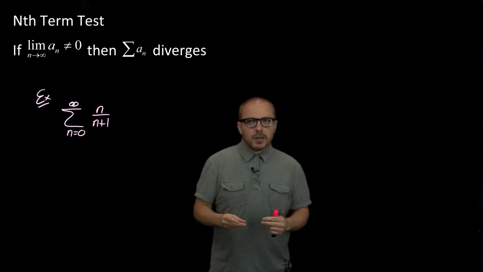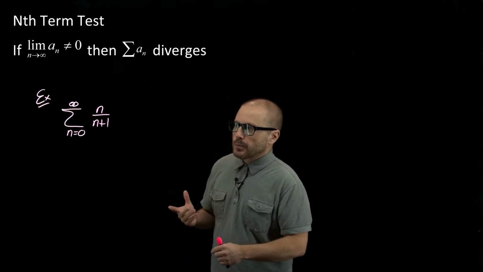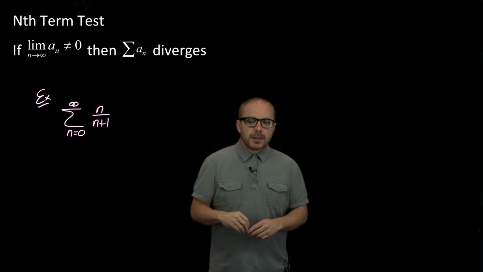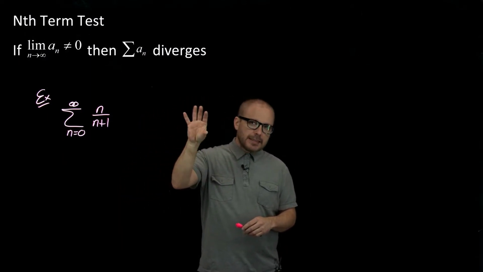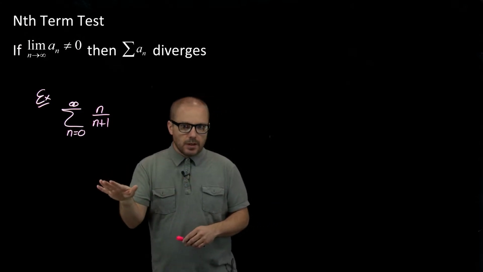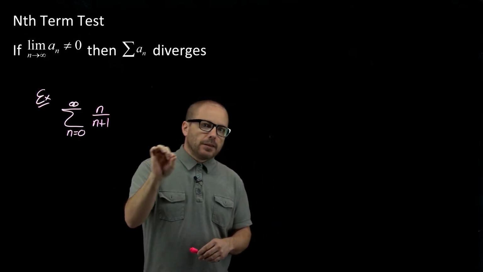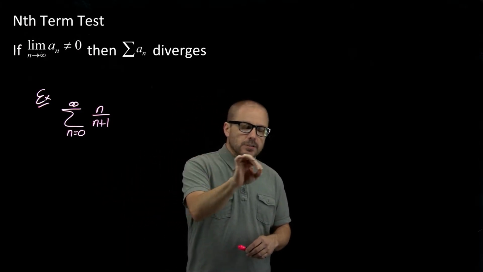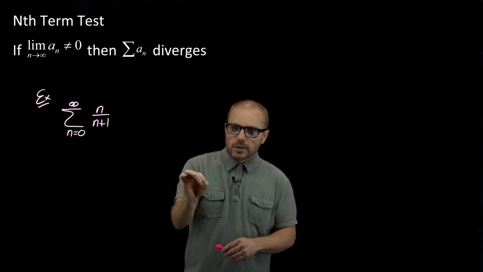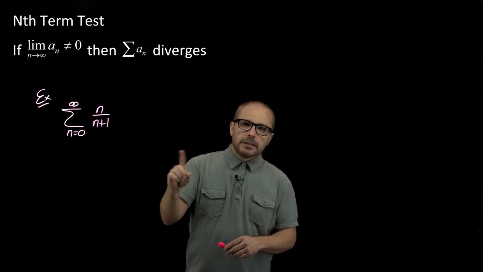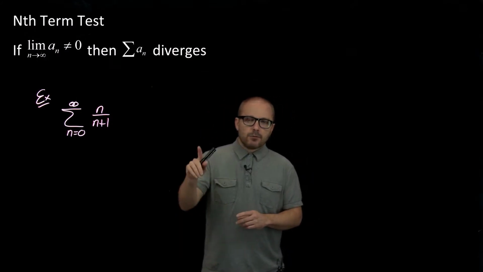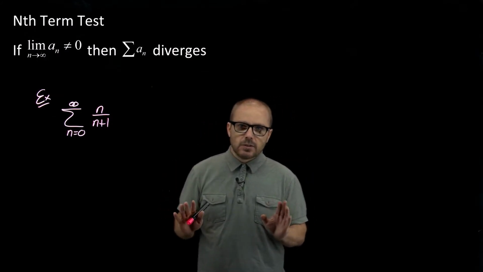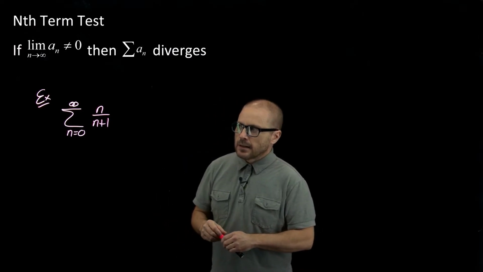Now I want to take a look at a useful theorem called the nth term test. If you look there, it says that if you take the limit of the terms, not the partial sums, but just the limit of the terms that you're adding up, if those aren't headed to 0, then the series diverges. And I think if we look at an example, it's kind of intuitive what it's saying there.